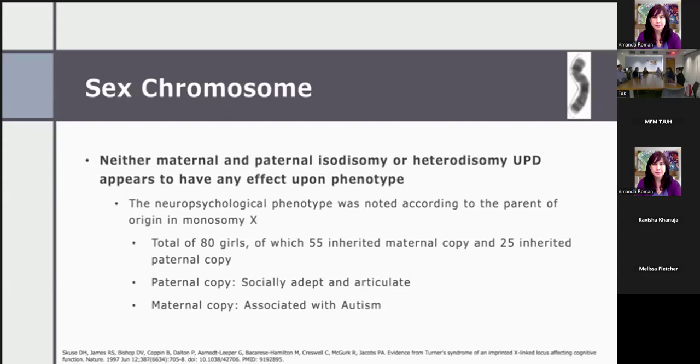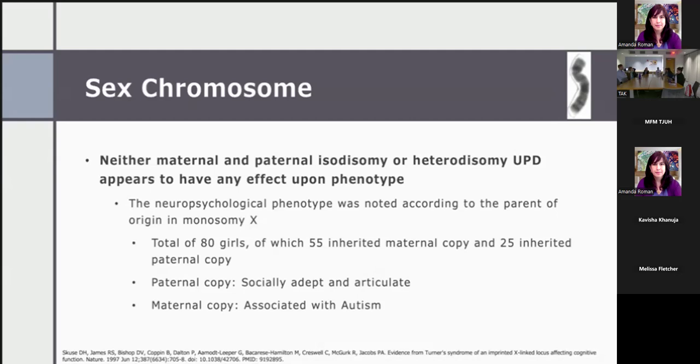So there was a study done in the UK of 80 girls with Turner syndrome. Of those 80 girls, 55 inherited the maternal copy and 25 inherited the paternal copy. Girls with the paternal copy were found to be more socially adept and more articulate compared to the girls with the maternal copy. And autism has actually been associated with patients with the inherited maternal copy, which was really interesting. That said, again, there haven't been specific case reports or conditions specifically for uniparental.